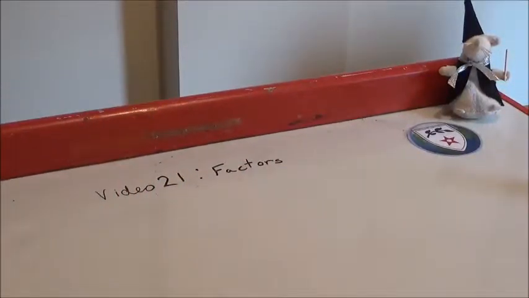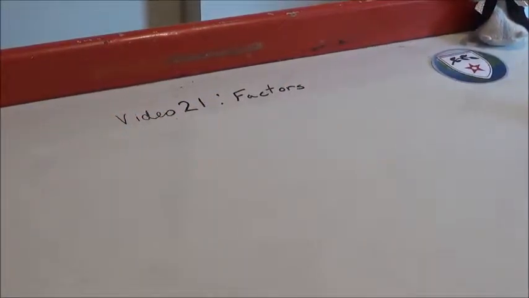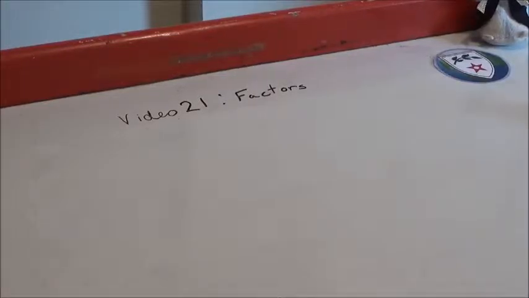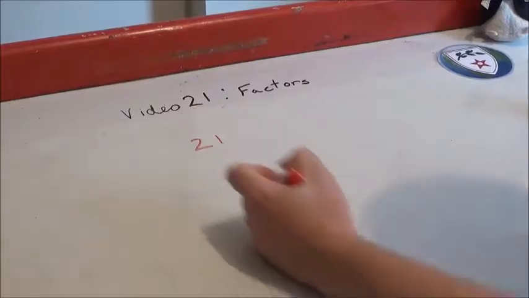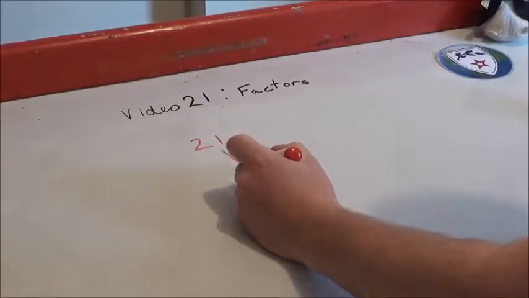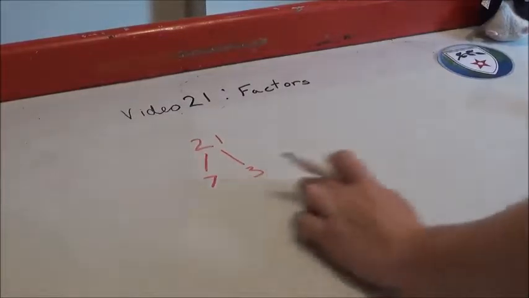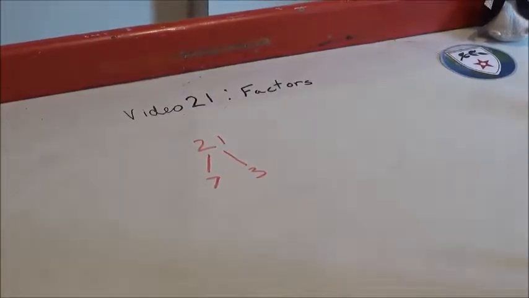Video 21, Factors. Okay, factors. Now, the previous video was all about multiples. Multiples and factors are very, very linked together. What Mrs. Williams showed you last video was 21 is a multiple of 3 and is a multiple of 7. Well, this is very much linked to the way factors work. Factors are kind of the opposite of multiples.